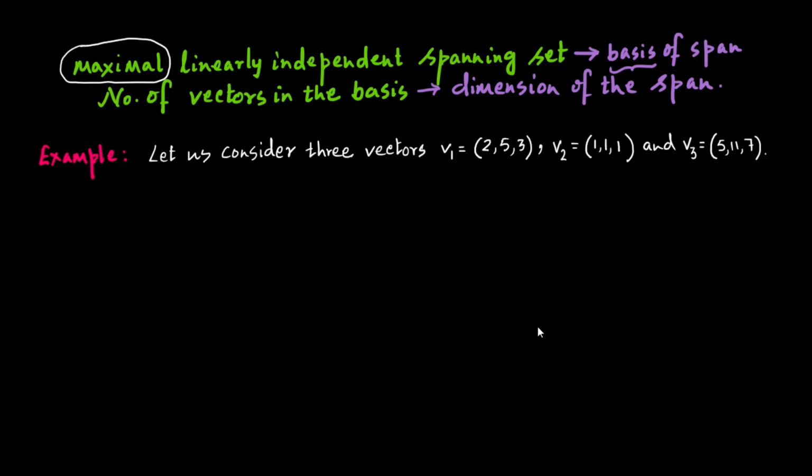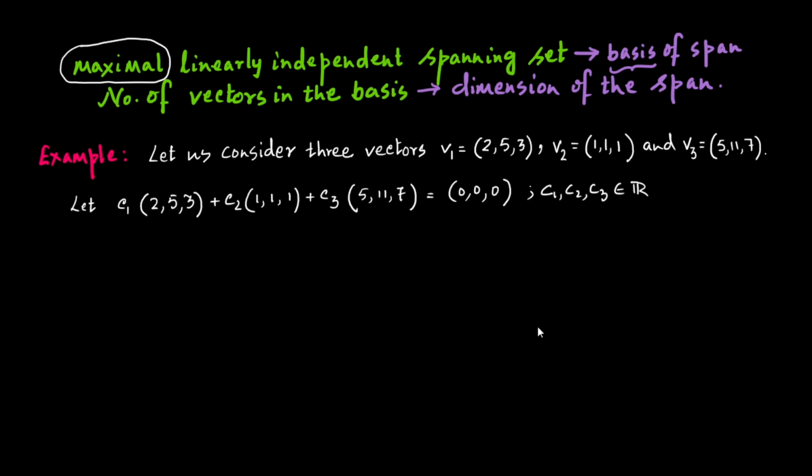Let us consider three vectors given by v1 equal to (2, 5, 3), v2 equal to (1, 1, 1), and v3 equal to (5, 11, 7). First, let us find out whether these three vectors form a linearly dependent set or a linearly independent set. For that, let us consider there exist scalars C1, C2, C3 such that C1 times (2, 5, 3) plus C2 times (1, 1, 1) plus C3 times (5, 11, 7) is equal to the zero vector.